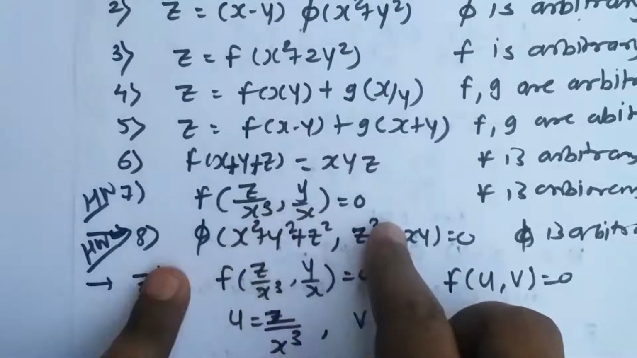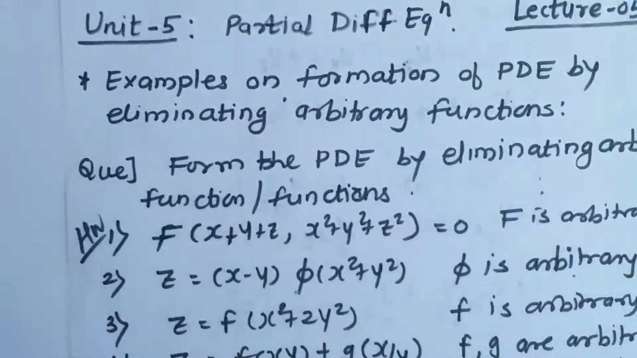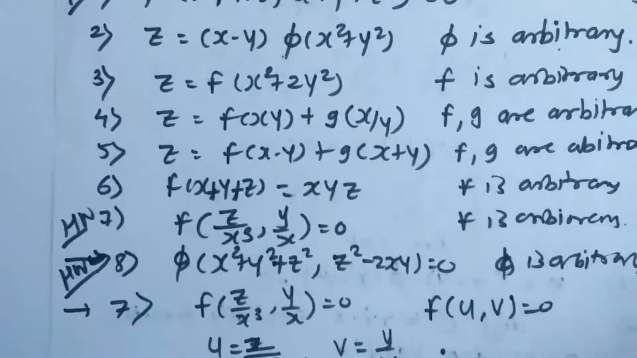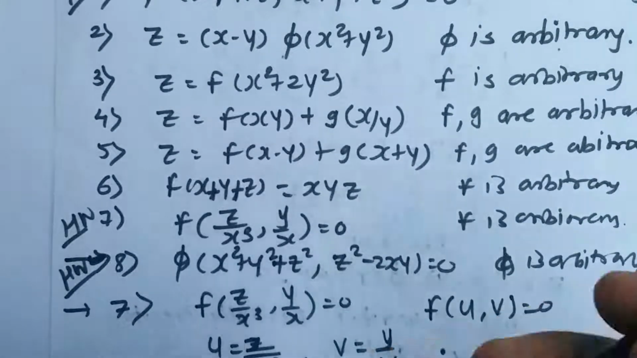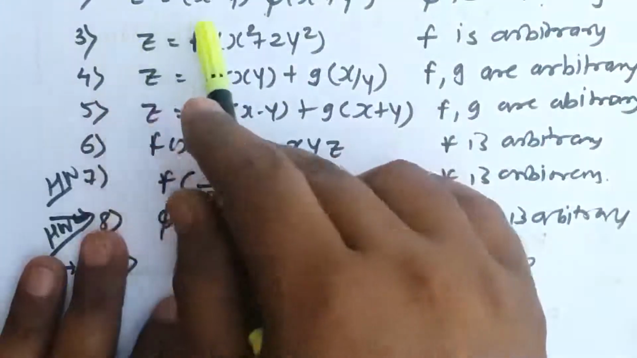Here u is this, v is this. For example number 1, this is u, this is v. Okay, so try to apply a similar process of determinant and get the partial differential equation of order 1 there. Now we are going to discuss example number 2.